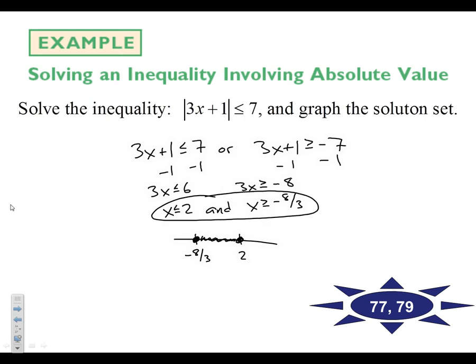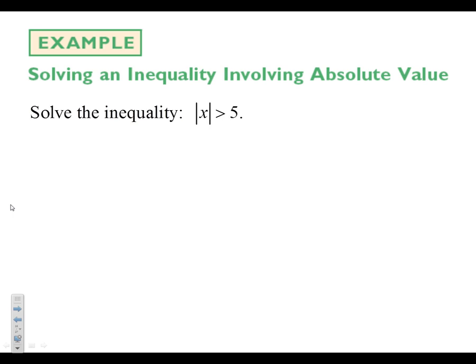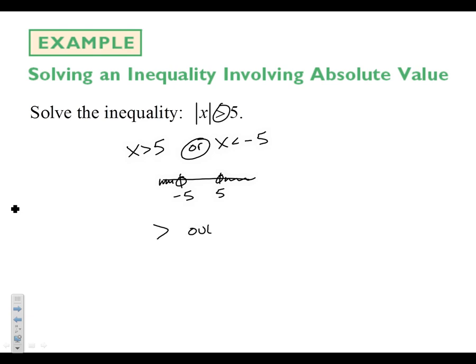Pause a second, try problems 77 and 79. Okay, last thing to look at. What happens if the absolute value is greater than 5? Then x is going to be greater than 5, or x is going to be less than negative 5. Graphically, less than negative 5 goes that way, bigger than positive 5 goes that way. This is an or, not an and. So if you're greater than, you're outside. Or is the word you're going to use.